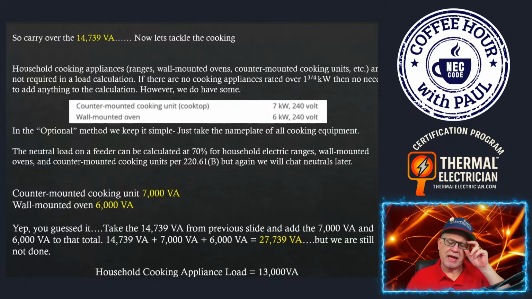So 7,000 and 6,000. So yep, you guessed it. We're going to take that 14,739. We're just going to add 7,000 and 6,000. That's it. So that should be 27,739. Remember, we haven't added any demands yet.